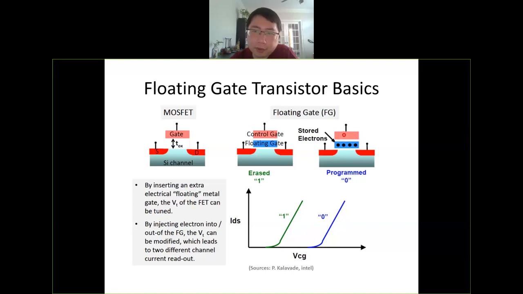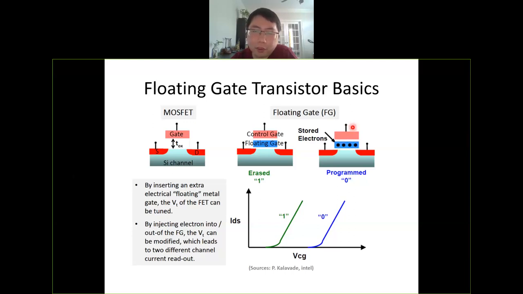And you apply positive voltage. By the way, the floating gate transistor is always an NMOS transistor. That means the substrate is P-type, and the source and drain are N-type. So you want to form the channel in the NMOS transistor, you apply positive voltage on the gate, in this case on the control gate. You want to turn on the channel, you need to do the channel inversion, right? So you need to apply positive voltage to create the channel.